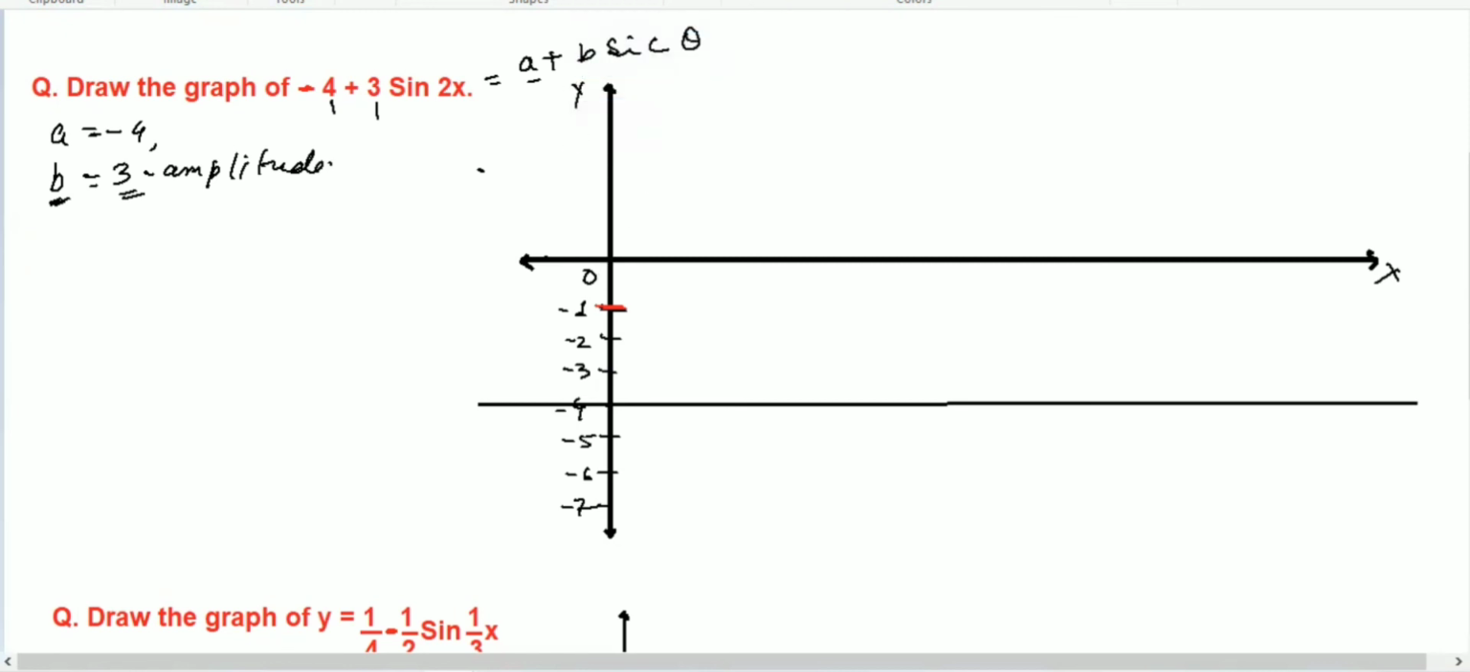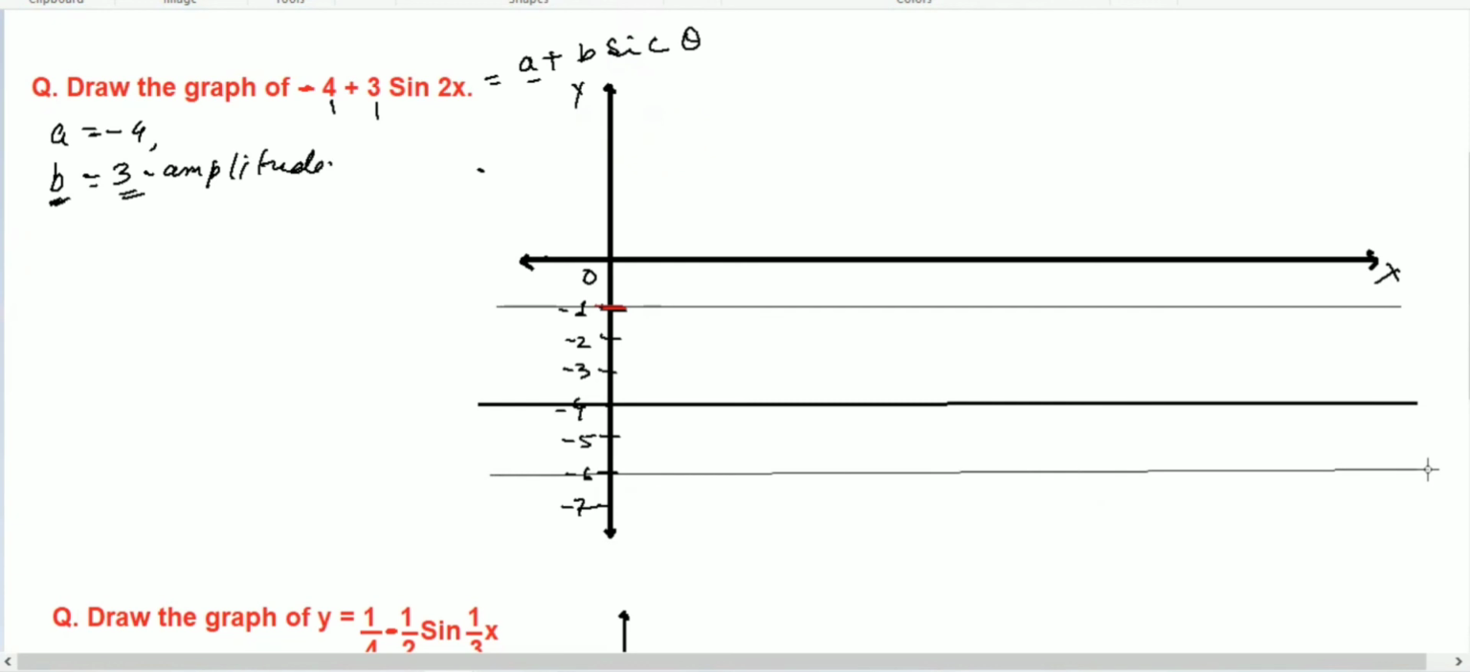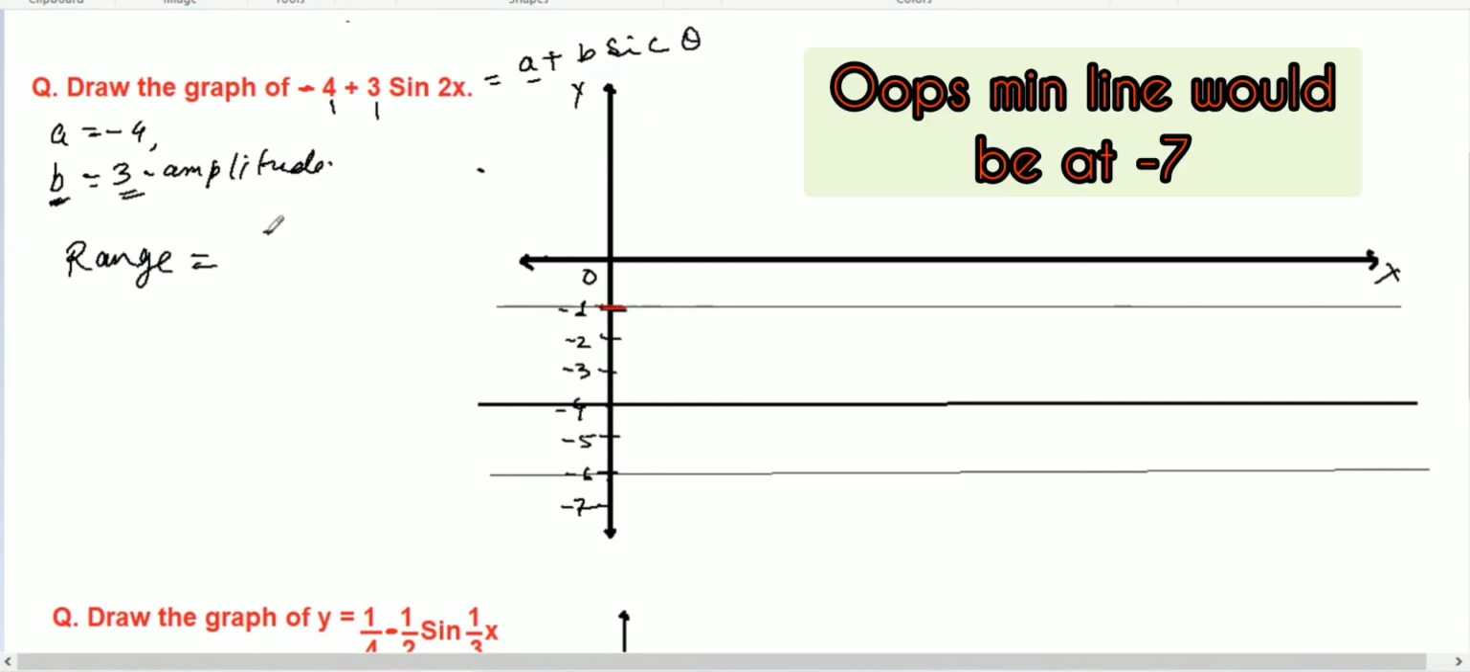For our convenience, let's draw the maximum line here, the maximum value of the graph. Now this will help you find the range of the graph. So what will be the range of the graph from here? You can see the range of the graph will be from -7 to -1. And now we have to find the period.